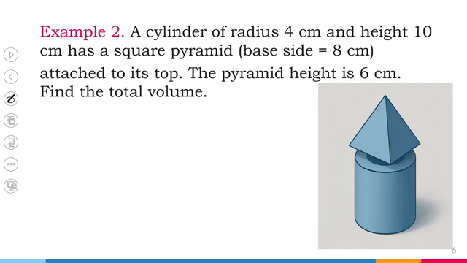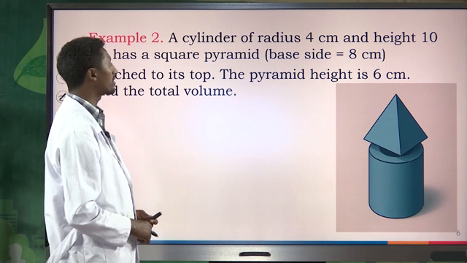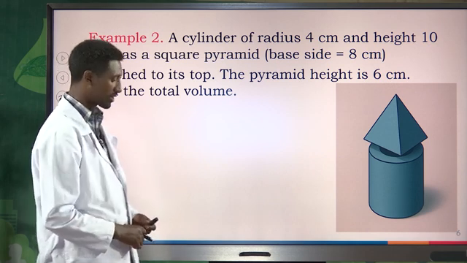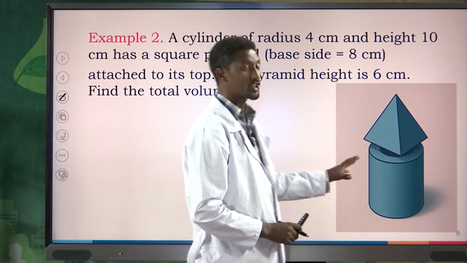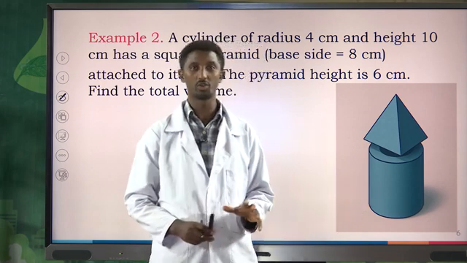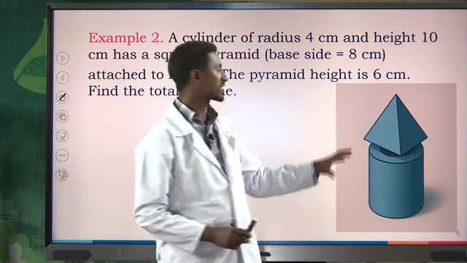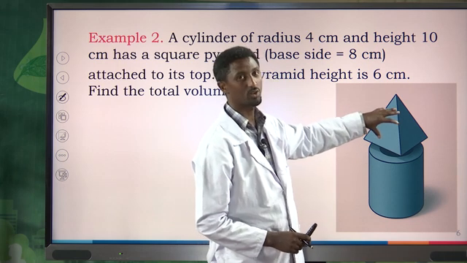Example 2. A cylinder of base 4 centimeter and a height 10 centimeter has a square pyramid base 8 centimeter attached to its top. The pyramid height is 6 centimeter. Look here, this solid figure is composed of two different solid figures. The one is a cylinder, the other one is a pyramid.